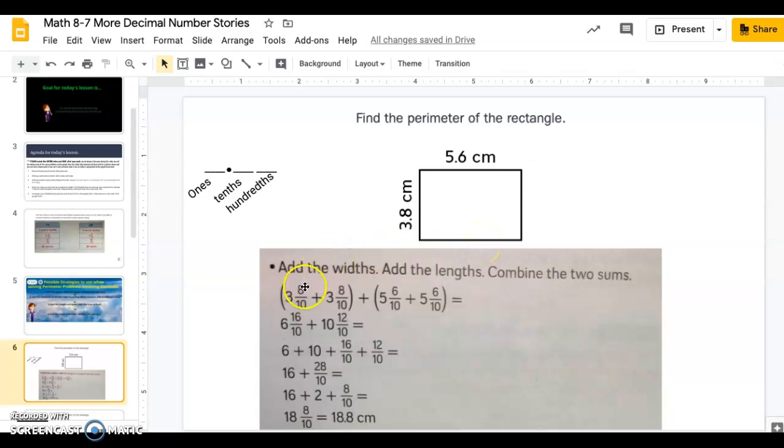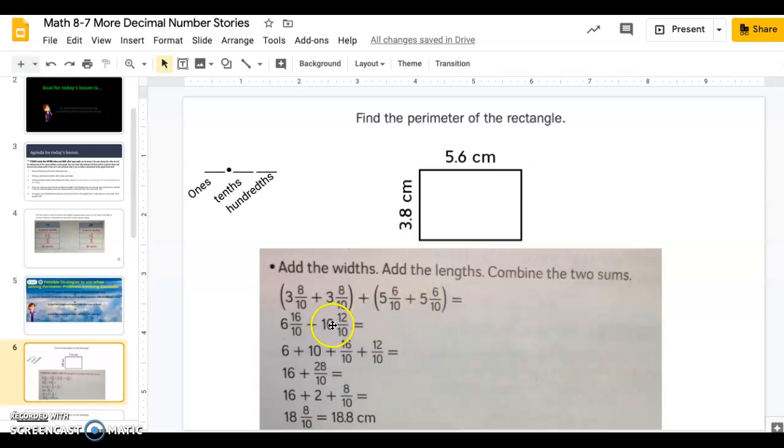If I use that first strategy, add the widths and add the lengths, and then combine the two sums, what I would do here is think of it as, convert it to a fraction. So 3.8, or 3.8 of a centimeter, that means a whole 3 centimeters plus 8/10 of another centimeter. So I would add the widths, 3.8 plus 3.8. I get 6 16/10.